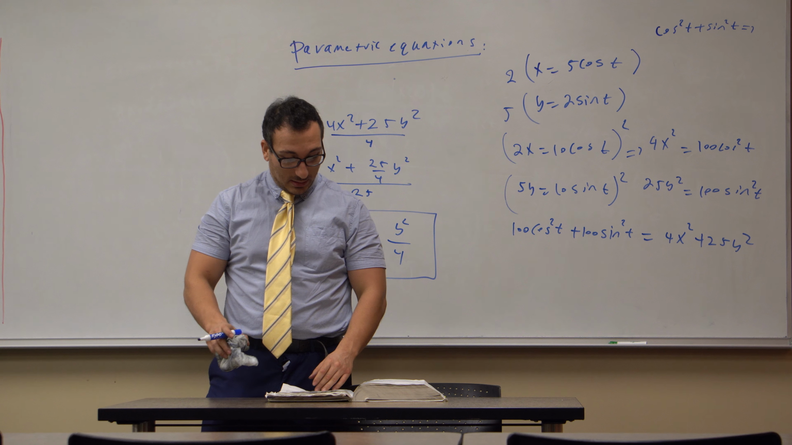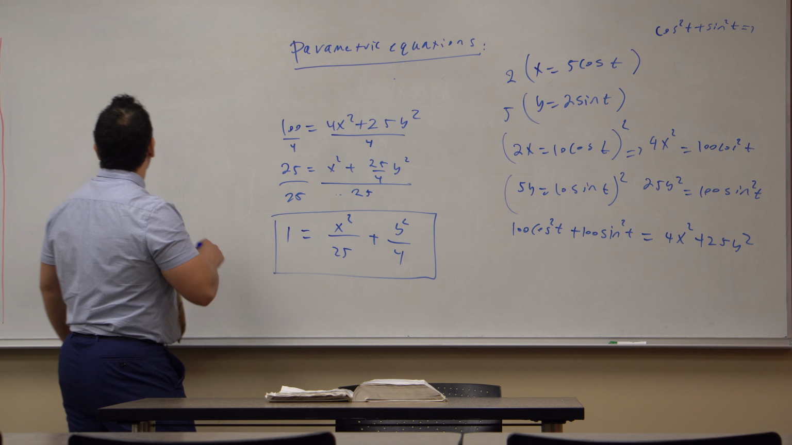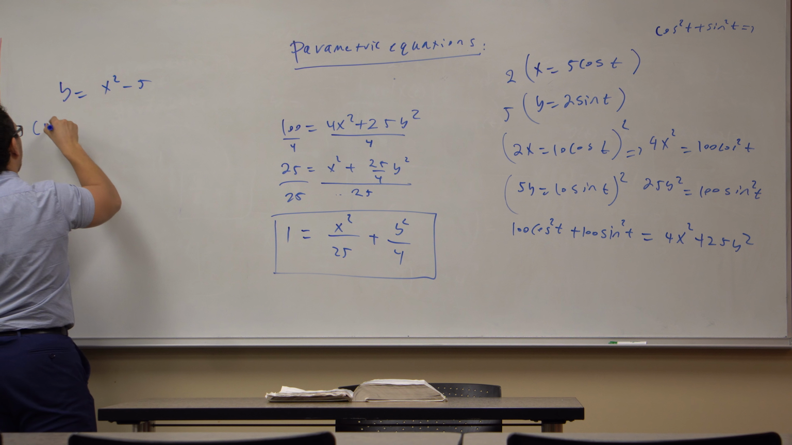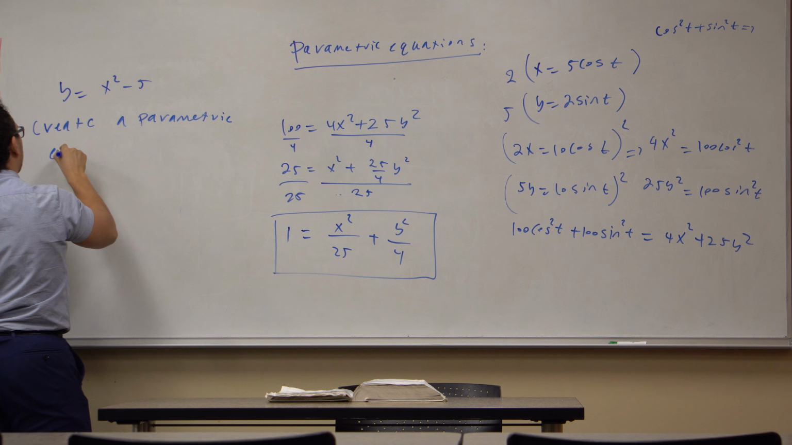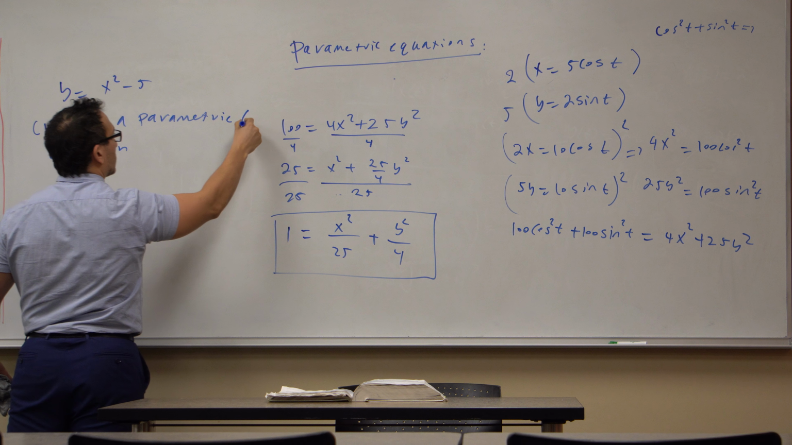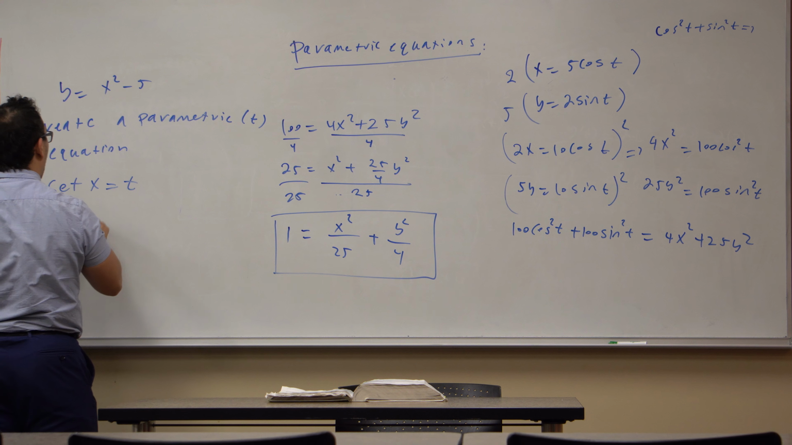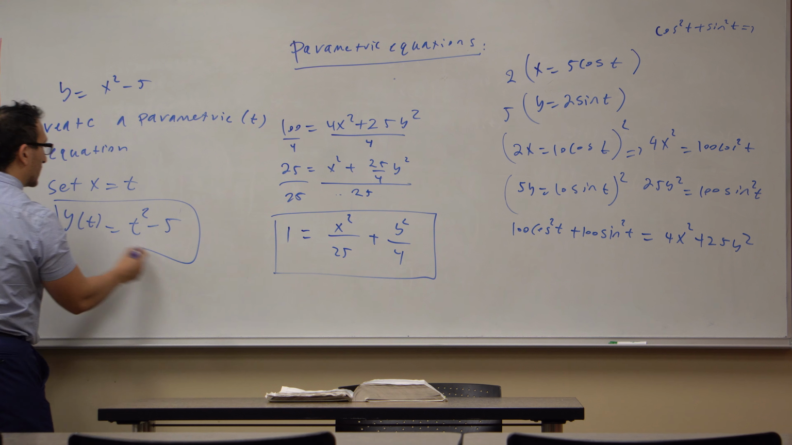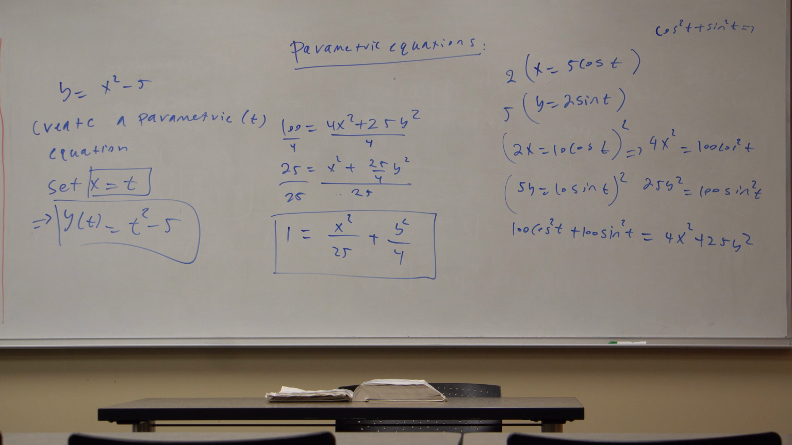And another example is, if you have something like y is equal to x squared minus 5, and we want to create a parametric equation with the parameter t, all you got to do is set x equal to t. That would imply that our y of t is now t squared minus 5. I just replaced x with a t, and now you have a y of t. It's a parametric equation where x of t is just x is equal to t, and y of t is just x replaced with t in the original equation.